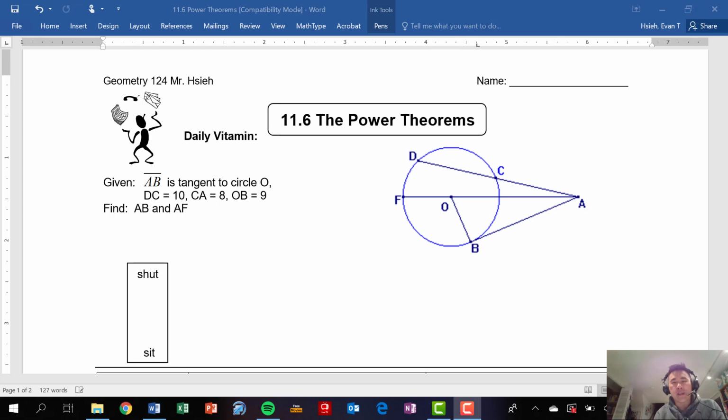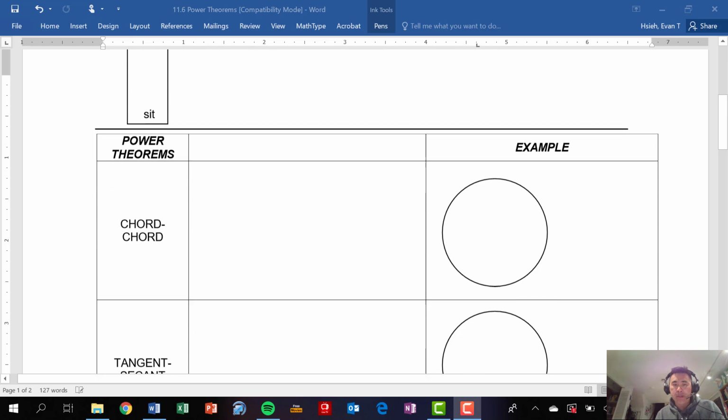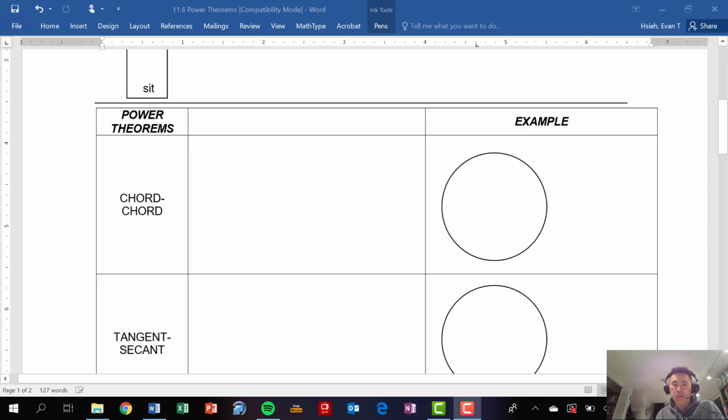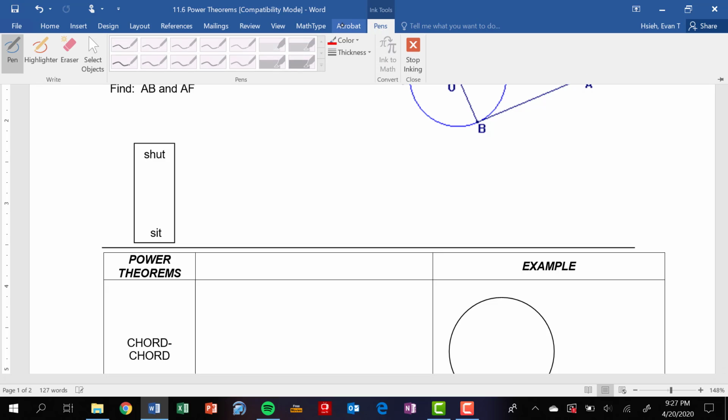Section 11.6 is a section called the Power Theorems, and it's also referred to in a lot of books as the power of a point. There's 3 power theorems that we're going to talk about. I'm going to derive one of them, and then I'm just going to assume that the other derivations are very similar. So we'll start out with a circle.